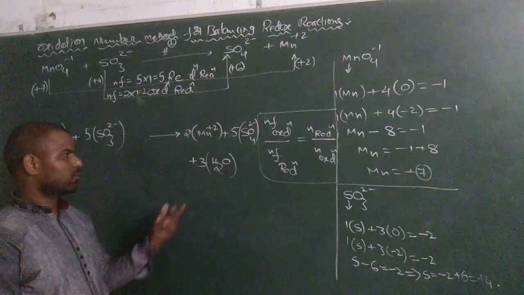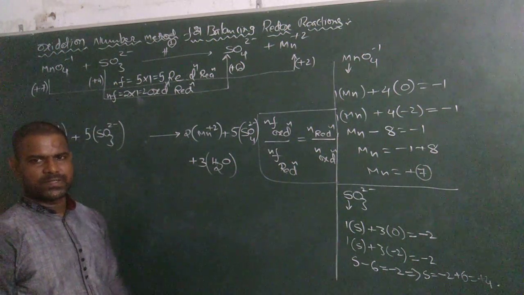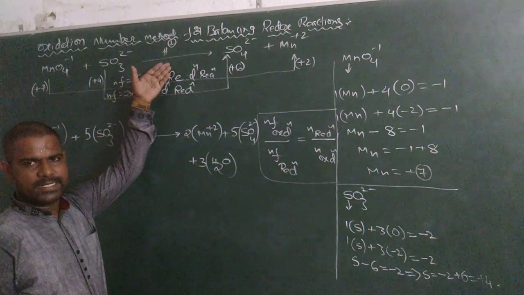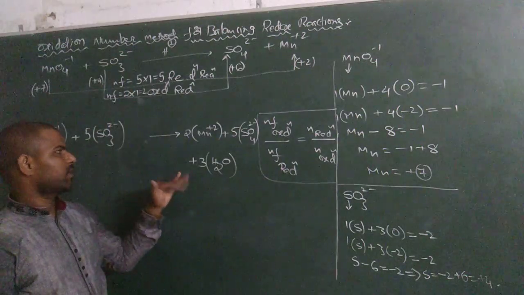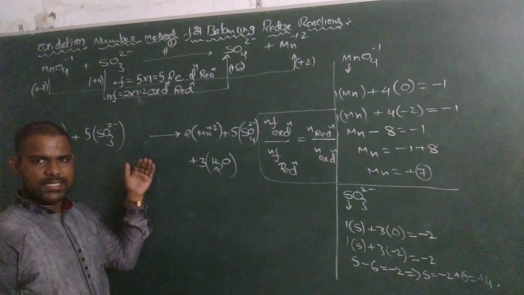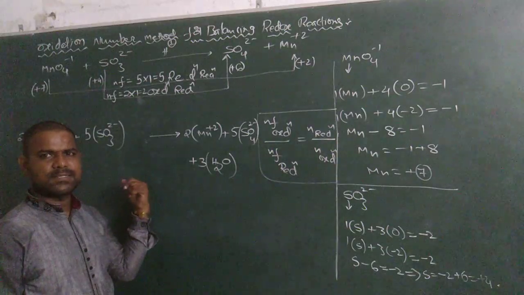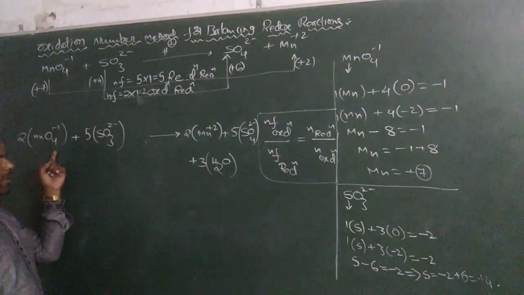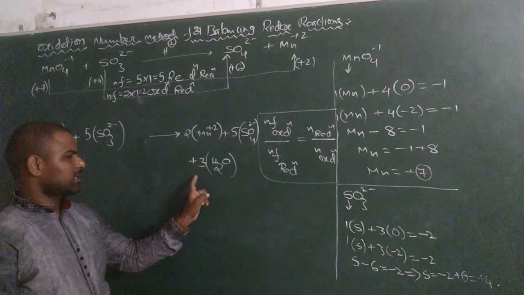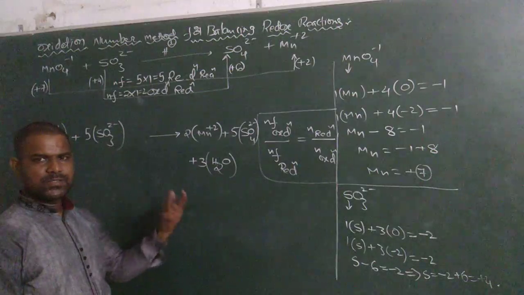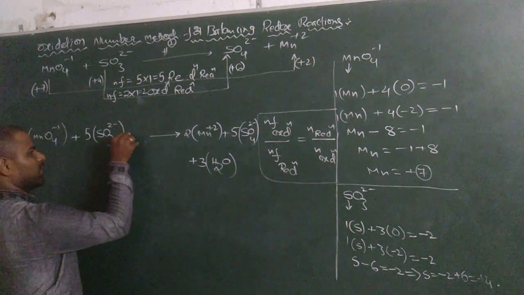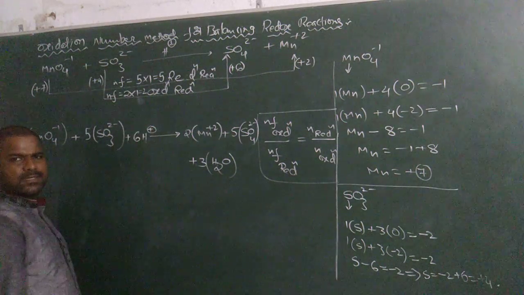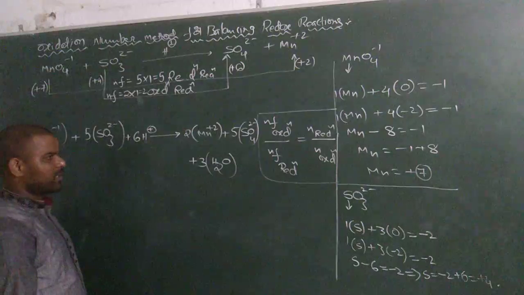Then we have to balance the number of hydrogens. The reaction is given to us in an acidic medium, so where the number of hydrogens is less, we can directly add H plus ions. Here, in the reactant side we don't have any hydrogens, but in the product side we have 3 into 2, 6 hydrogens. So to balance the 6 hydrogens, we directly add 6 H plus ions.